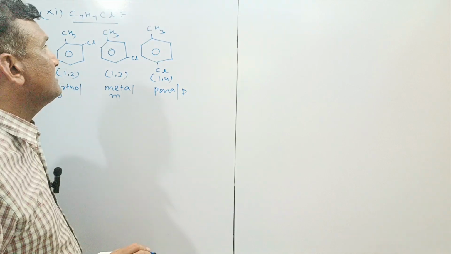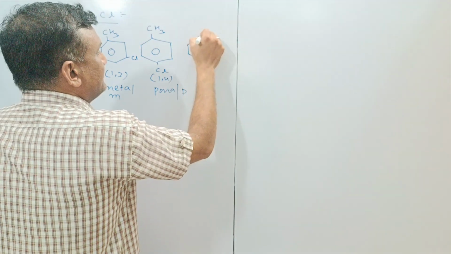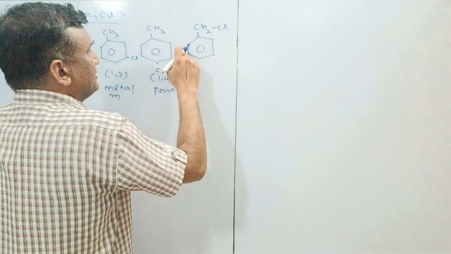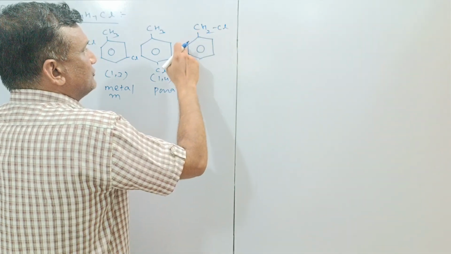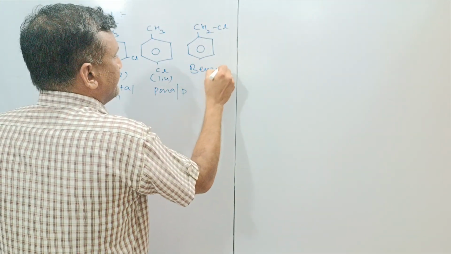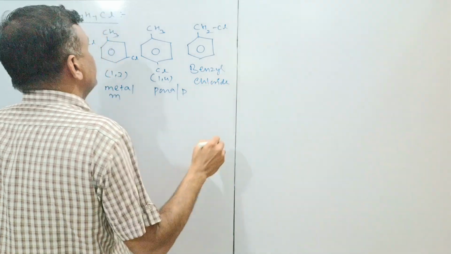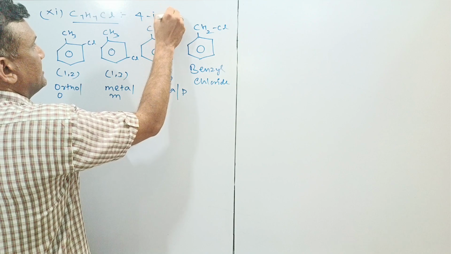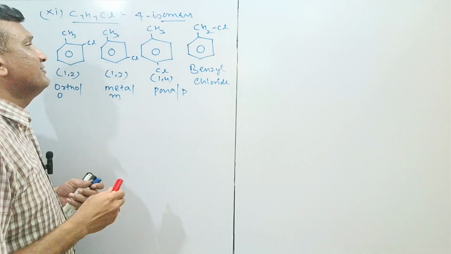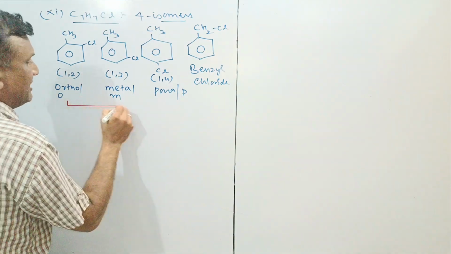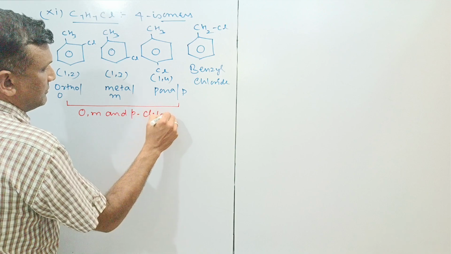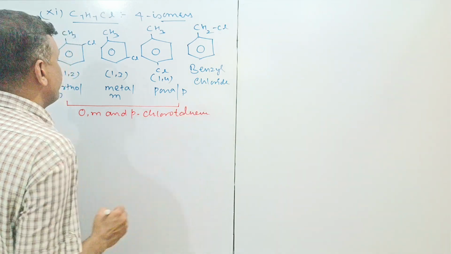So these are the three position isomers, but there will be another side chain isomer also. This is your CH2Cl. You can count the chain 1, 2, 3, 4, 5, 6, 7 carbon, hydrogen 2, 3, 4, 5, 6, 7 hydrogen, and 1 chlorine. This is called benzyl chloride. So for this, it will be 4 isomers in total. And if anybody asks you just about the position isomers ortho, meta, para, then you will say 3 position isomers. These are known as ortho, meta, and para chlorotoluene as the name of the compound.